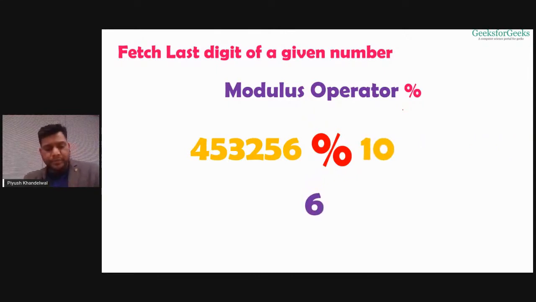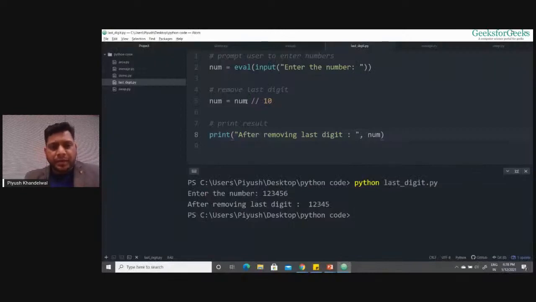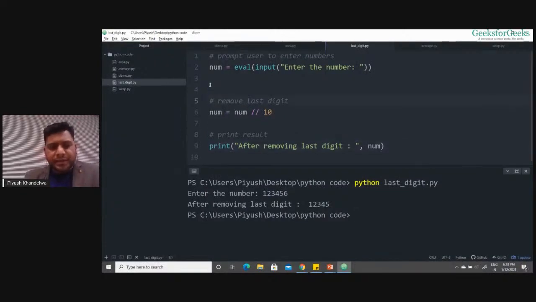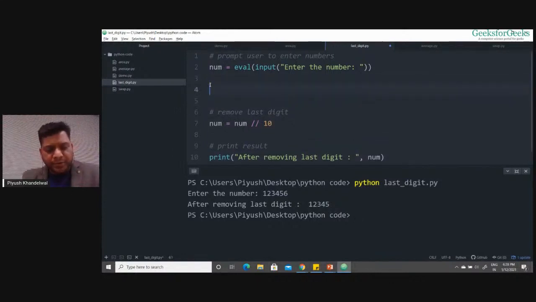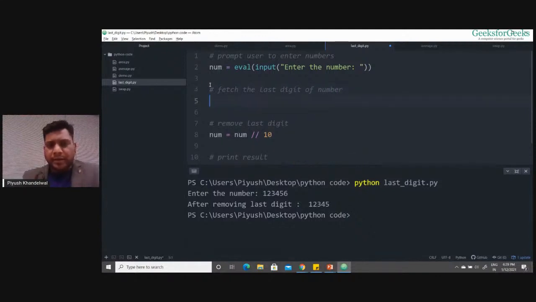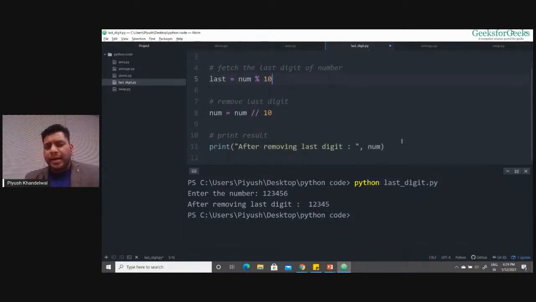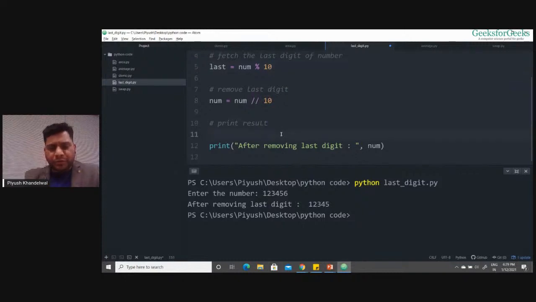You want me to verify? Let me help you with this. See, I had the number. Before removing the last digit, I need to fetch the last digit. So I'll write the logic. Fetch the last digit. The logic is going to be, suppose the variable is last, last equals num mod 10. So num mod 10 will give me the last digit, and that I'm storing in the variable last. And I need to print the last digit also before removing it.